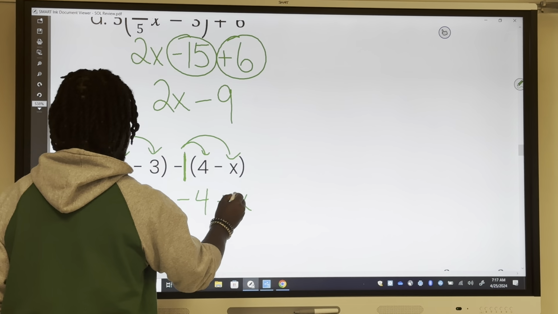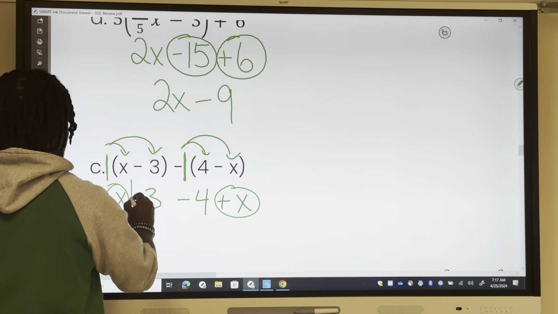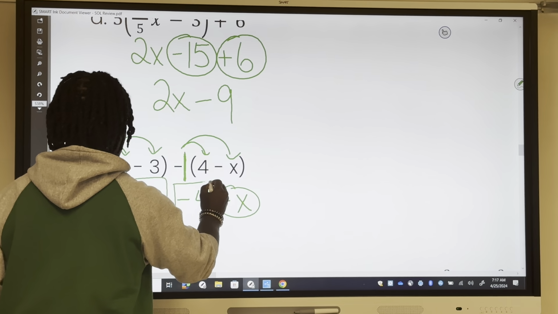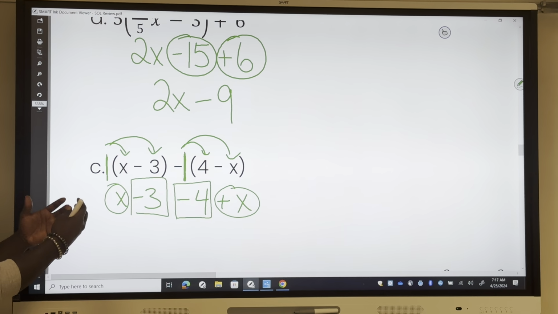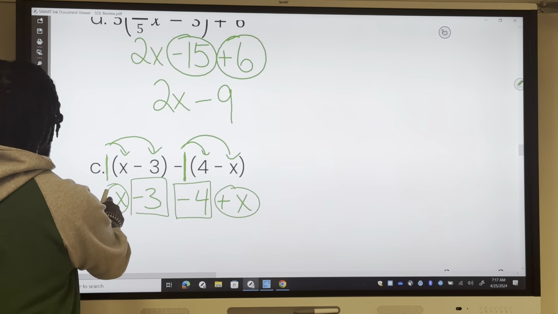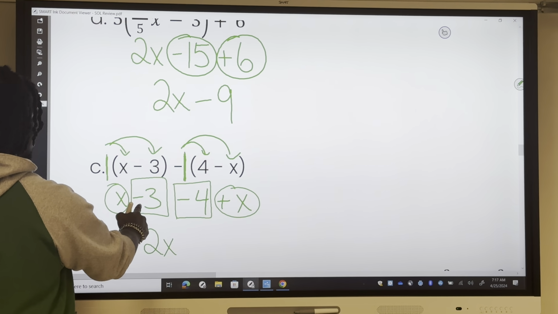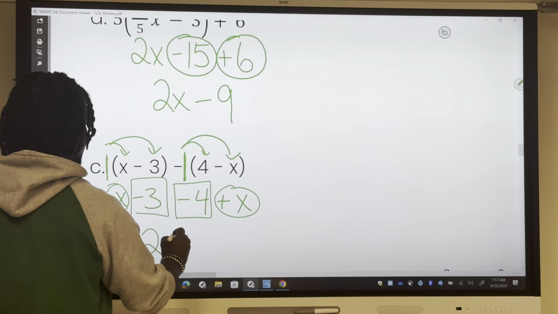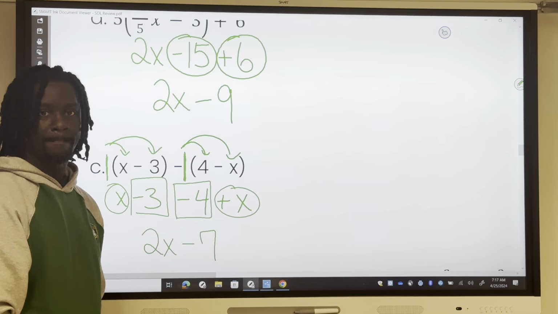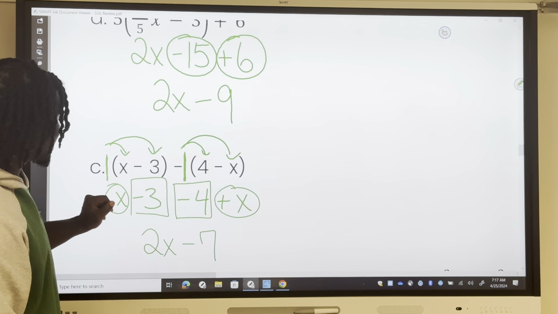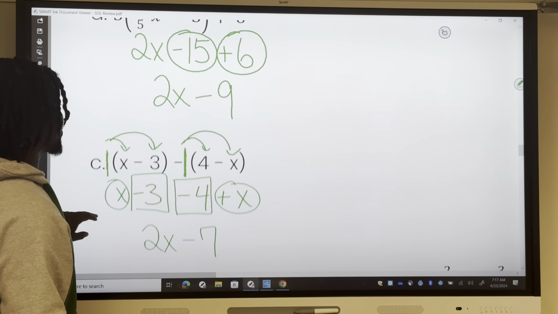And so once I get here, I'm going to, again, combine the like terms. The x's are alike, and then the numbers are alike. So I'm going to put all the x's together, and all the numbers, the constants, together. So x plus x is going to give me 2x, and then negative 3 and a negative 4 is going to give me negative 7. All right? So that is our simplified expression.